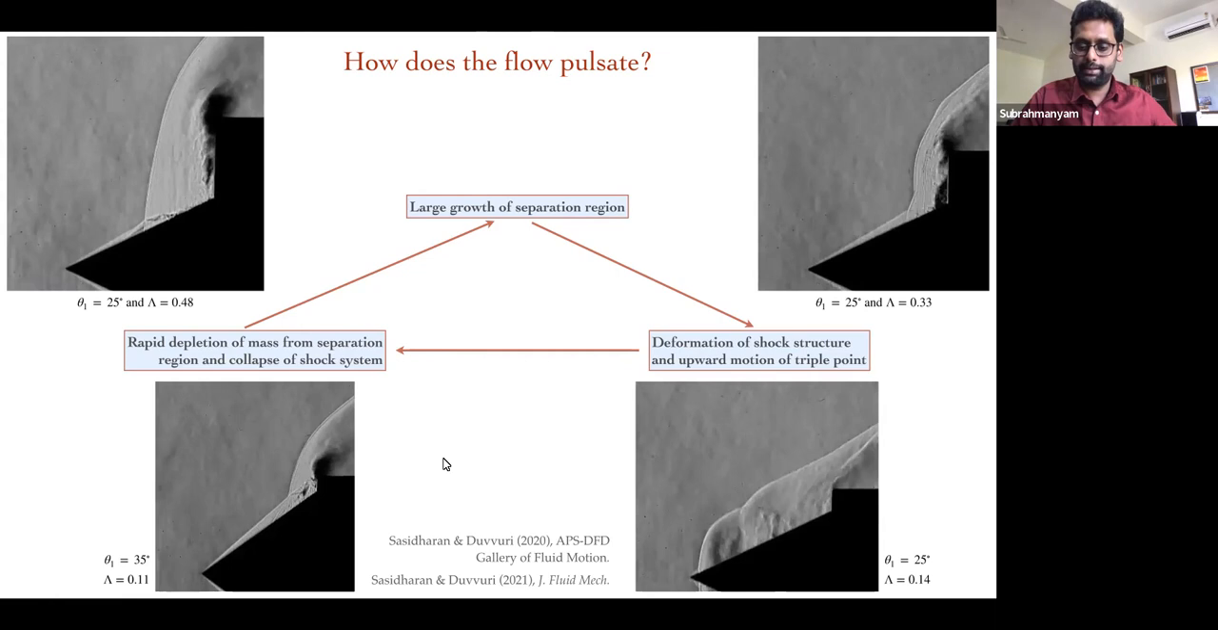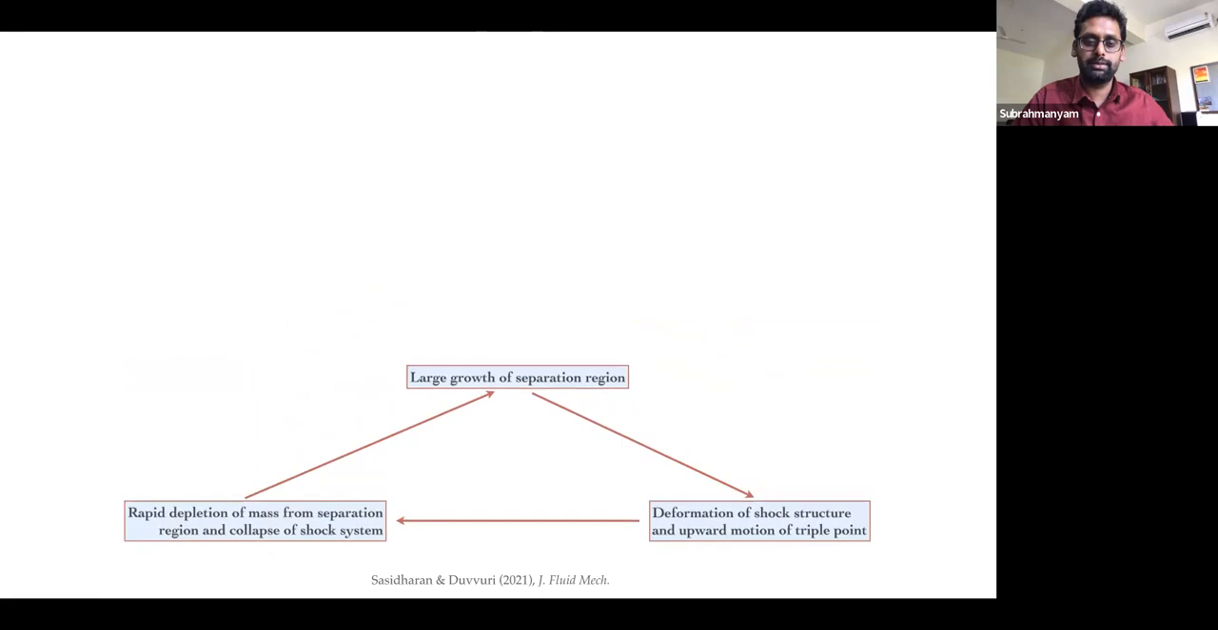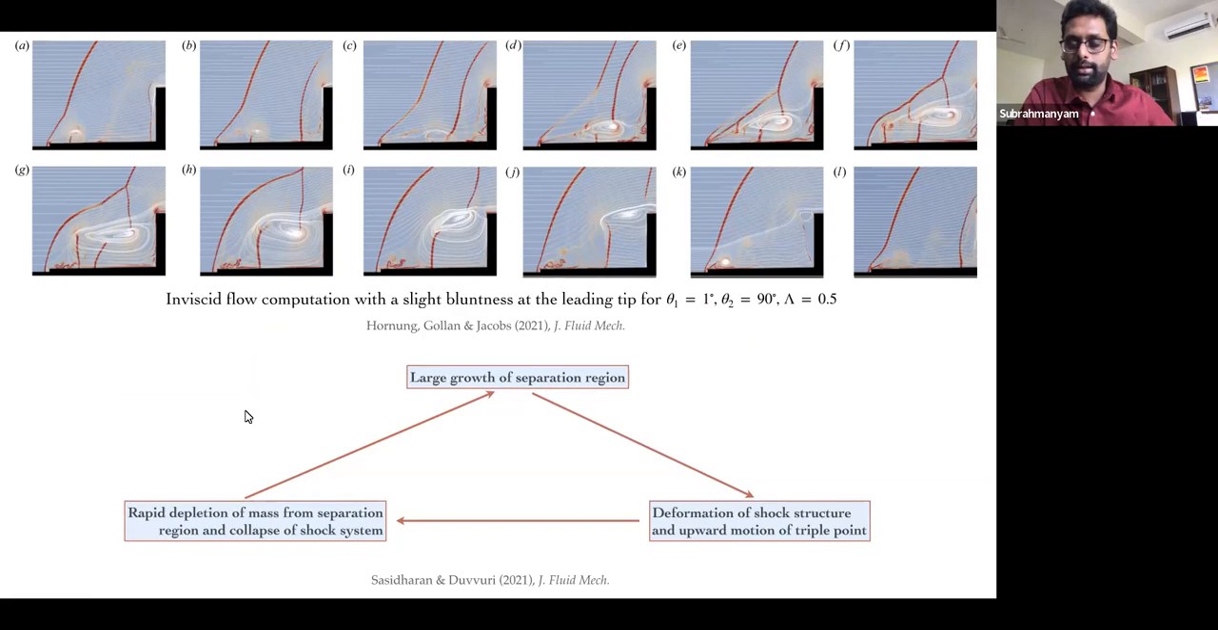But before I move into oscillations, I'd just like to come back to this paper by Hornung et al. that I mentioned earlier in the talk. So like I said, Hans, Rowan, and Peter looked at this double cone problem, a computationally fairly extensive study where they changed theta 1, theta 2, and lambda to understand what's going on with the flow. And they look at the unsteadiness, they take a vorticity viewpoint to explain this unsteadiness. For me, the most interesting takeaway from this paper is this very neat numerical experiment that they do, where they look at the flow for this combination of theta 1, theta 2, and lambda.